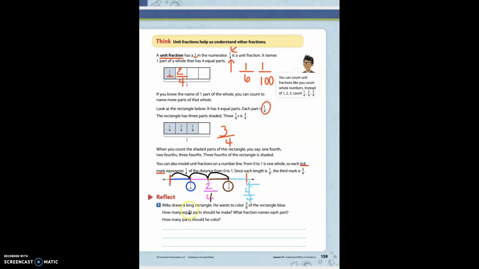All right. So now we're going to talk about this right here, and I want you to send me your answer through Google Classroom. Mike draws a long rectangle. He wants to color 3/8 of the rectangle blue. So he's going to draw a long rectangle, and I suggest you make a long one too.